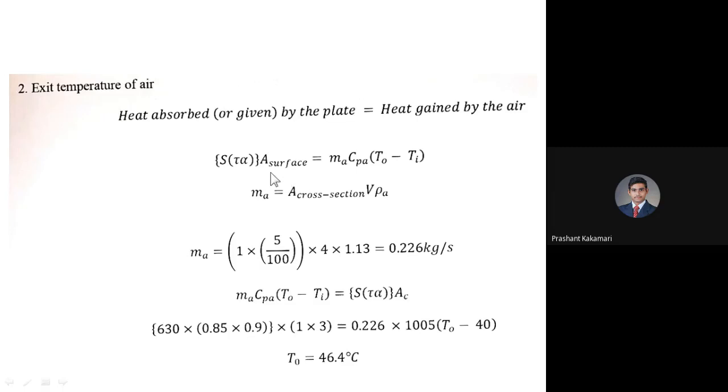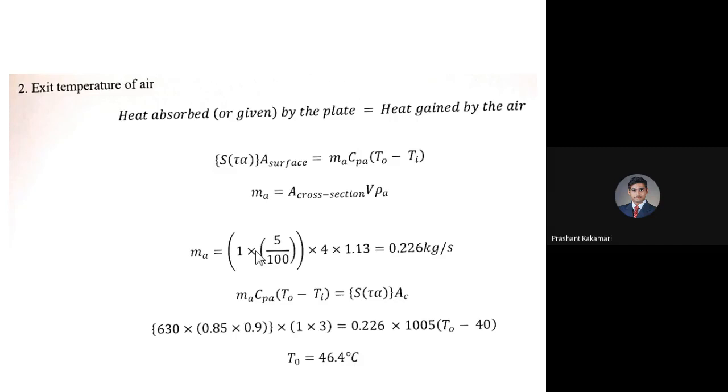Surface area of the plate is width into length. So that width into length is 1 into 3 meters. But before that, we need to consider here the mass flow rate of air. Now, how to consider the mass flow rate of air?